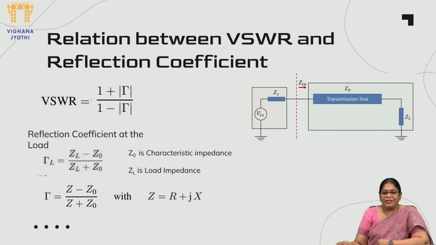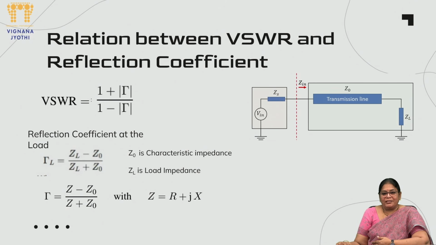Now the reflection coefficient, from the perspective of the load, can always be given as (ZL minus Z0) divided by (ZL plus Z0), where ZL is the load impedance and Z0 is the characteristic impedance of the transmission line. Or in a generic way, you can write it as rho equals (Z minus Z0) divided by (Z plus Z0), where Z is your reference impedance.